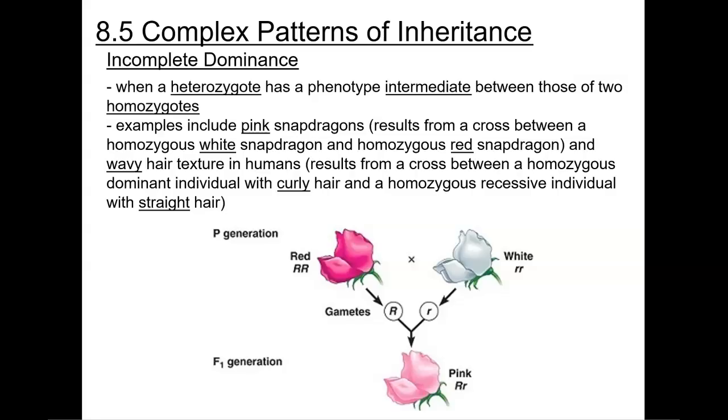So for example, when you get these pink snapdragons that result from a cross between a white snapdragon and a red snapdragon. Or you can have a wavy hair texture as a result of a cross between a homozygous individual with curly hair and a homozygous recessive individual with straight hair.